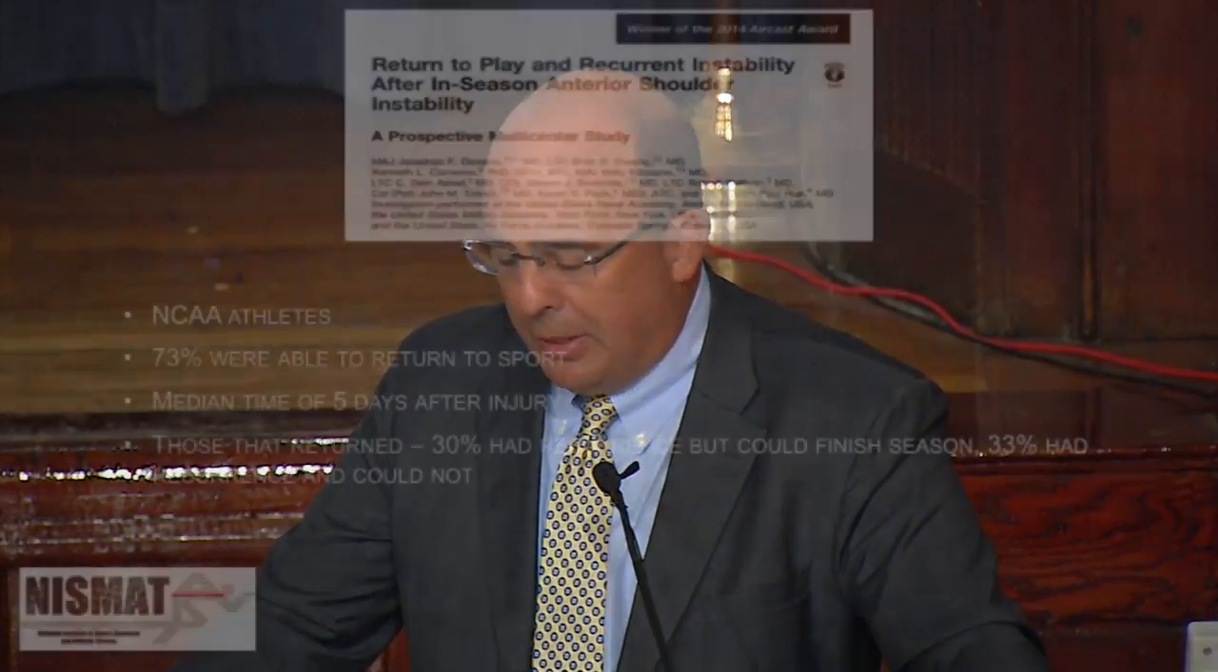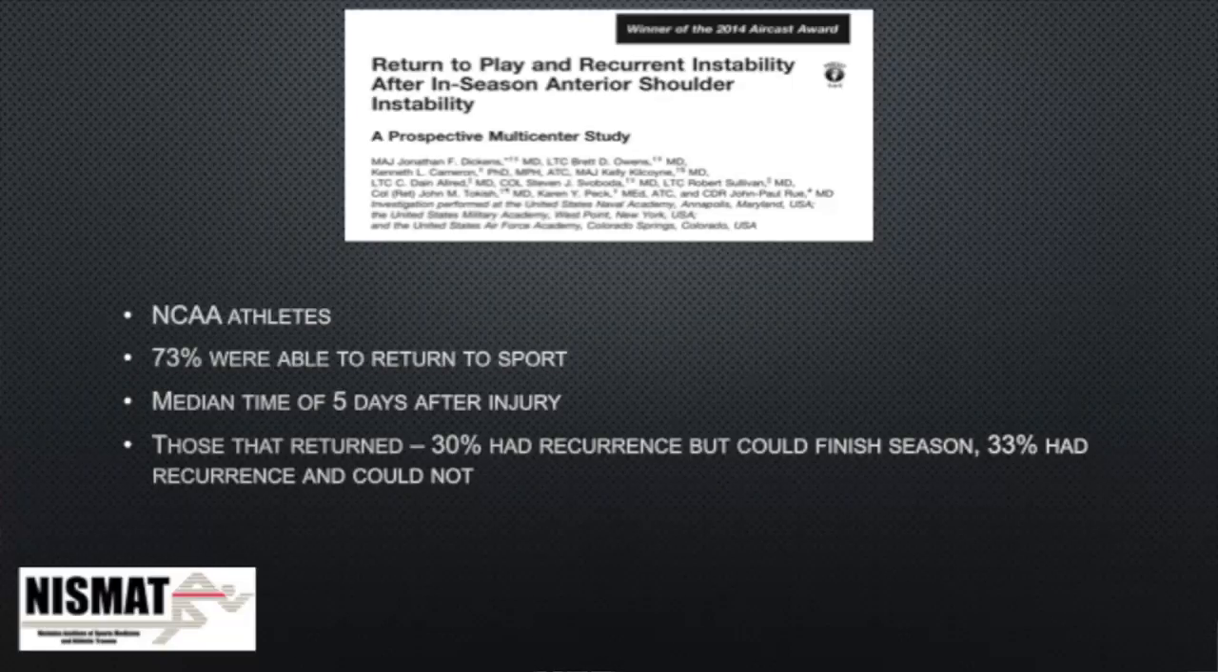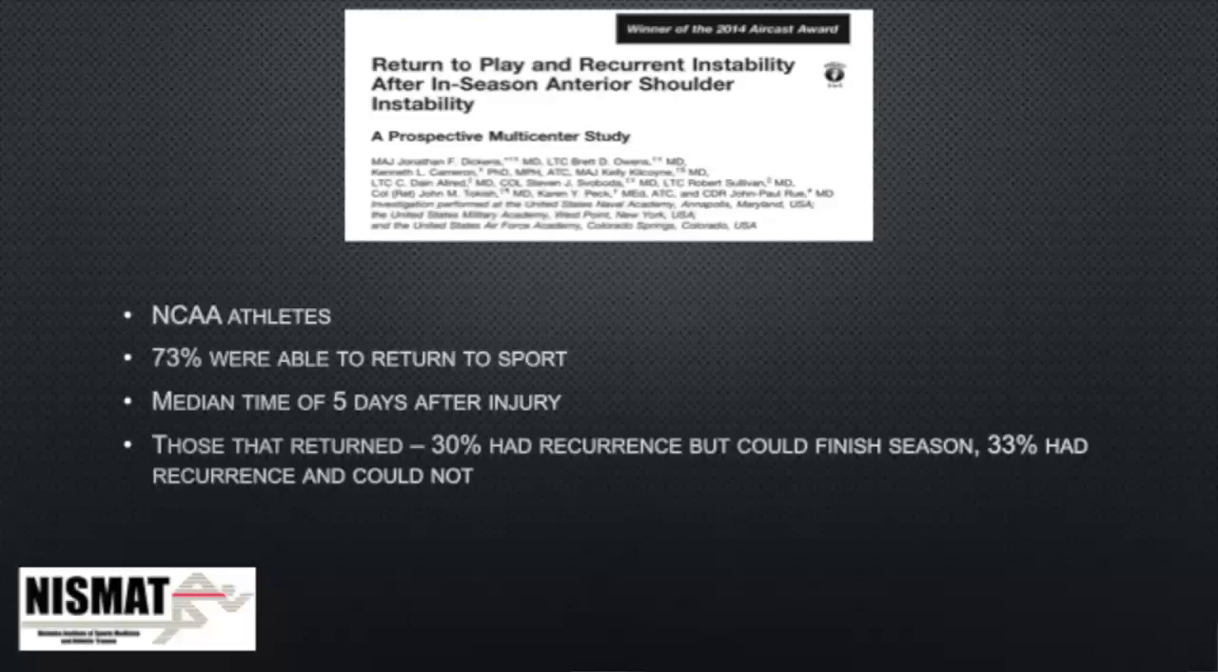One study done on NCAA athletes looked at patients who had returned to play in season after an anterior shoulder instability. 73% of those patients were able to return to the sport with a median of 5 days after the injury. That's pretty quick. Those that returned, 30% had a recurrence but could finish the season. 33% had a recurrence and could not finish the season. So 66% of the patients who had the instability episode were able to return and continue to compete that year.